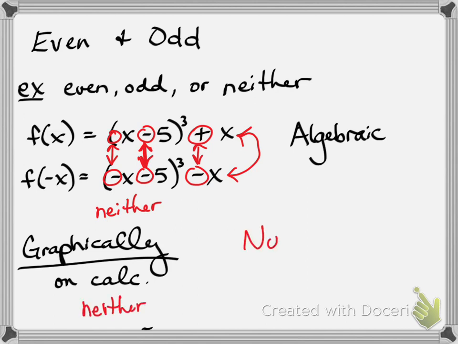Now numerically says to use the table. So we've got a function in the calculator already. So we'll just go to second table and we'll find a point. Let's see. I'm going to use 1. So I've got the point 1, negative 63.